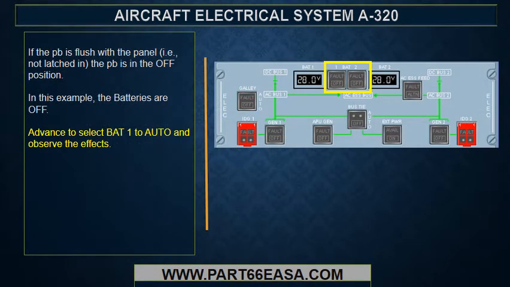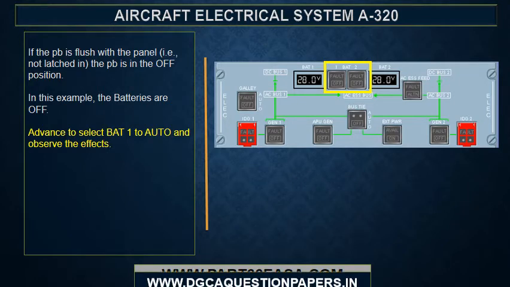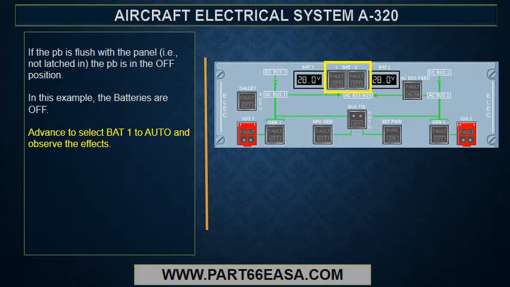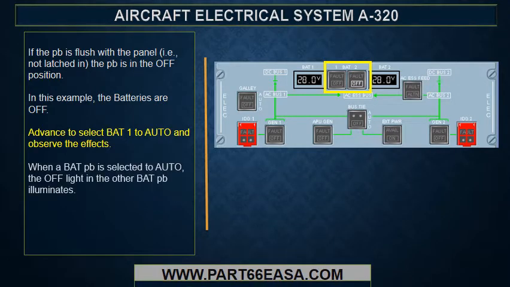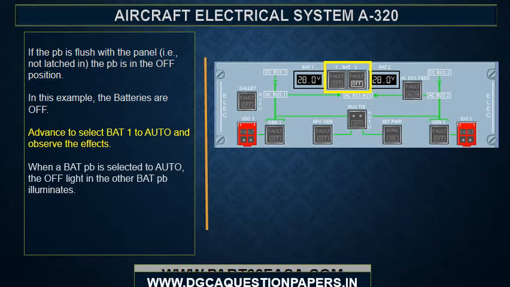If the push button is flush with the panel, the push button is in the off position. In this example, the batteries are off. Advance to select BAT 1 to auto and observe the effects. When the BAT push button is selected to auto, the off light in the other BAT push button illuminates.